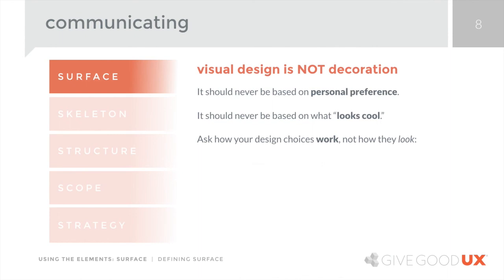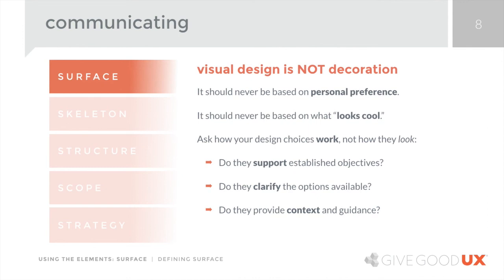And that means asking yourself these questions. Does the visual design support established objectives? Is what we're putting on the screen in line with what we said we were trying to accomplish strategically? Does the visual design clarify the options available? Does it help you understand what's available to you? Does visual design provide context and guidance? Okay, does it help you understand how things are related to other things? Does it give you a clue as to what actions you can take or what you're supposed to do next?